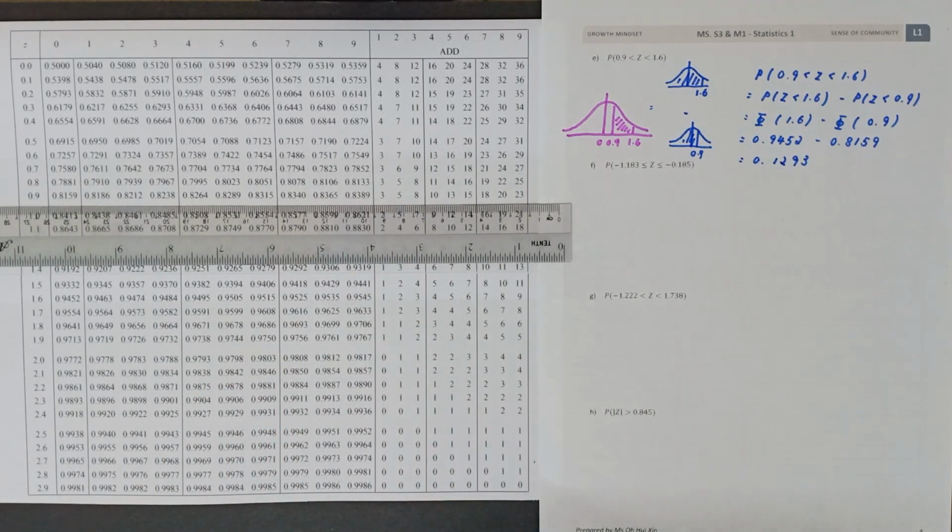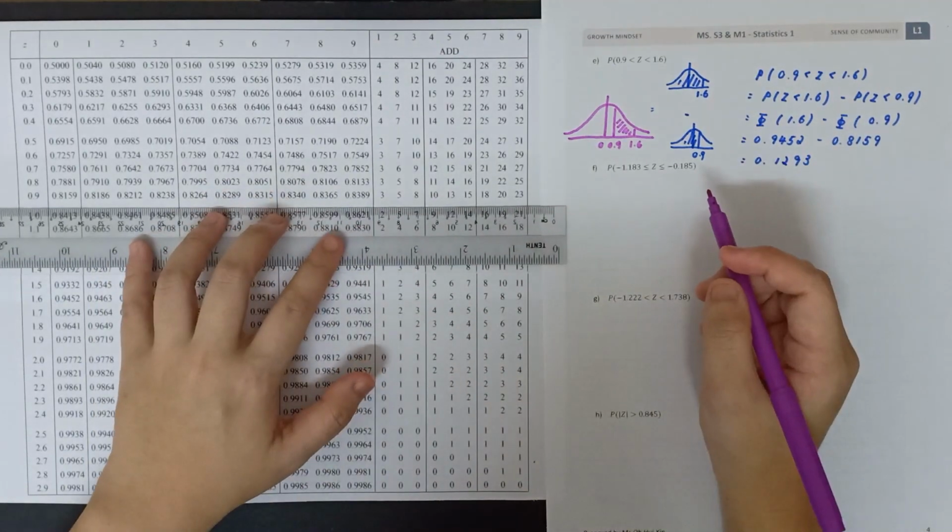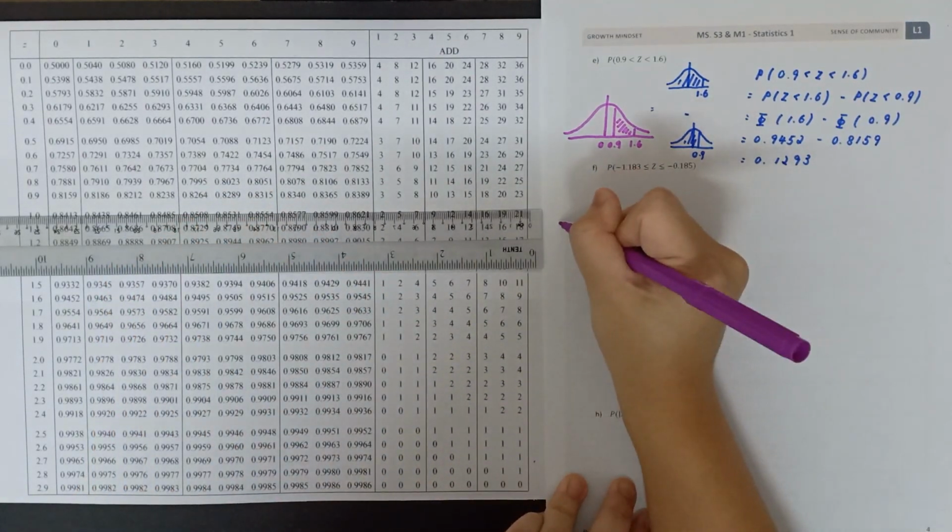Okay, so the probability that in between, so now it is 2 negative numbers. Okay, so first thing, same one. Let's try to draw the bell curve first. Bell shape.